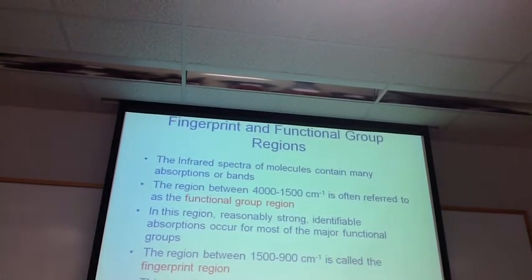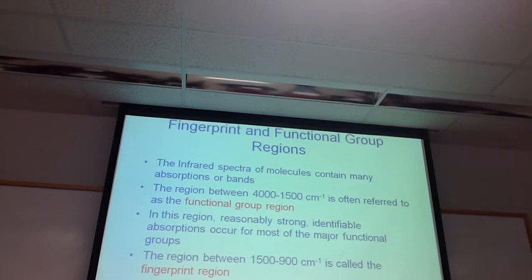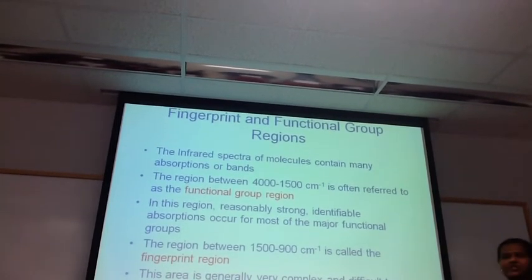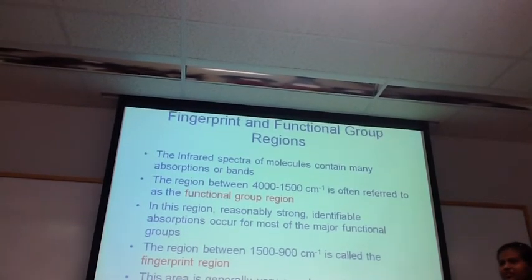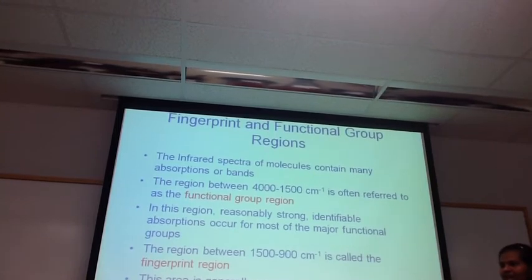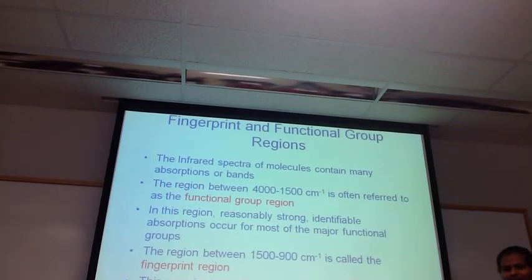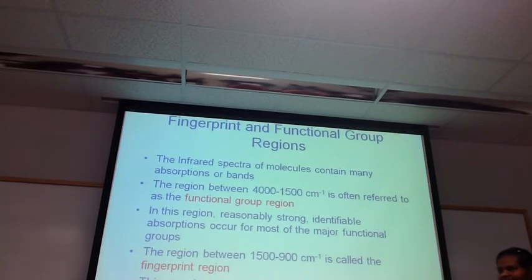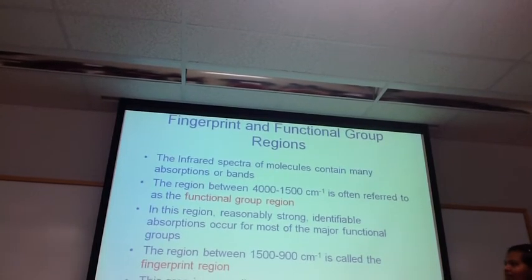I only talked about the fingerprint region. The region that we usually focus on is called the functional group region. This is where all the functional groups would come in, and you can actually pick out peaks and label them. But in the fingerprint region, they're all overlapped. It's a mess, so you can't really tell.